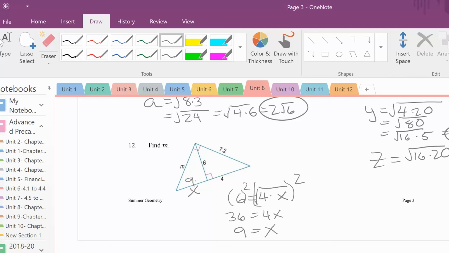And then to find m, it's the geometric mean between 9 and the whole hypotenuse, which is 13. Well, the square root of 9 is 3, so it's 3 rad 13.